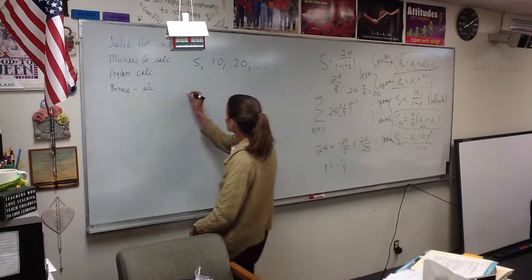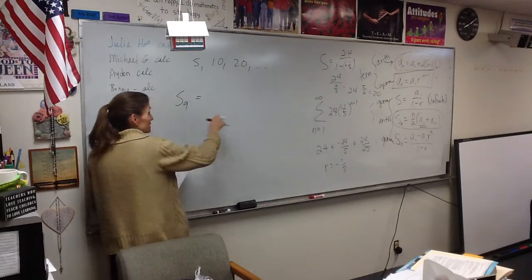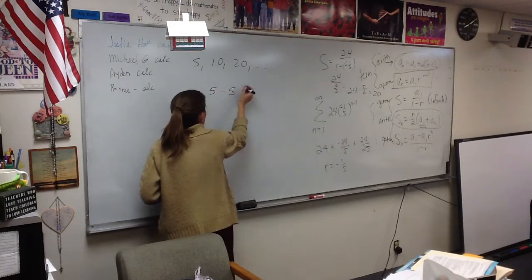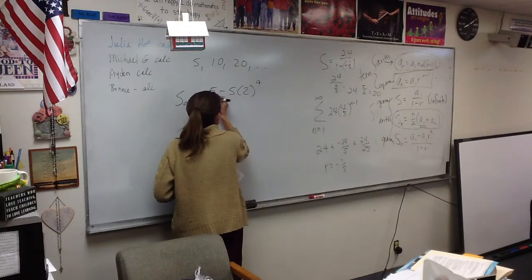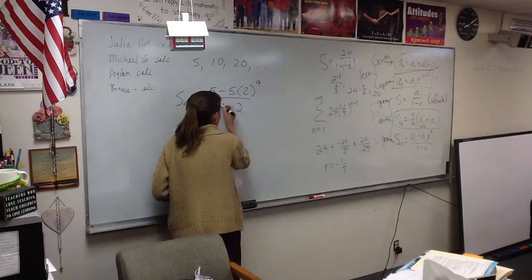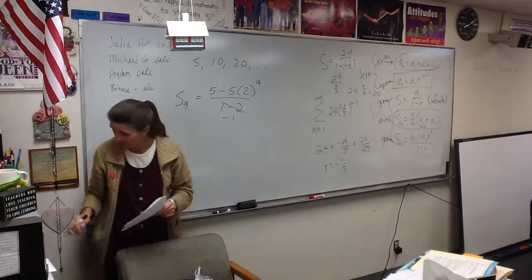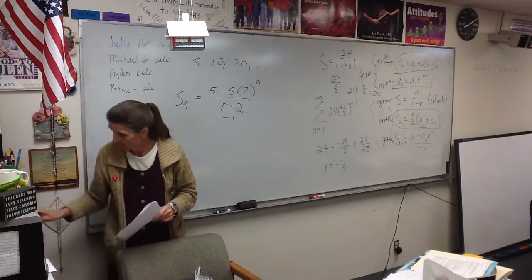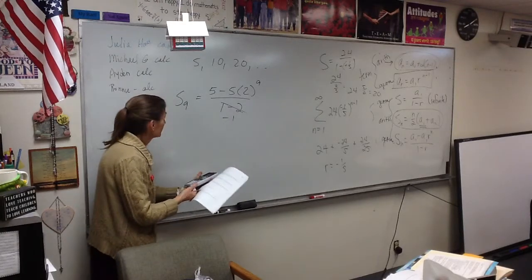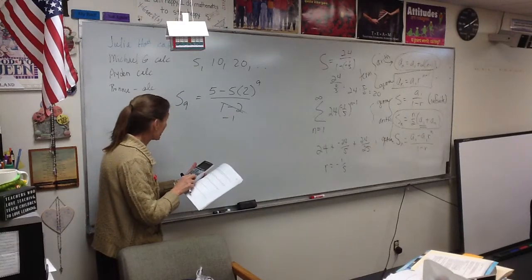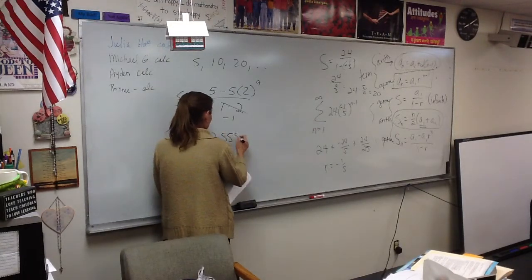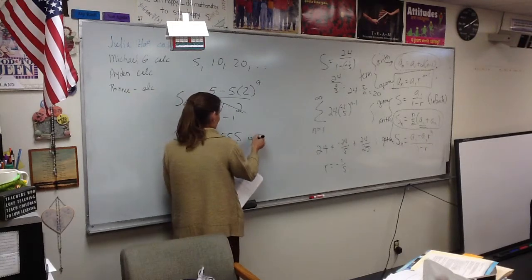So here we go. S sub 9 equals, let's start plugging. What do we have? 5 minus 5 times 2 to the 9 over 1 minus what? 2. Now I'm going to make that negative 1, not mess with that. And I'll type it in on my calculator. Everything should be fine. 5 minus 5 times 2 to the 9. So I got 2,555 golf balls.